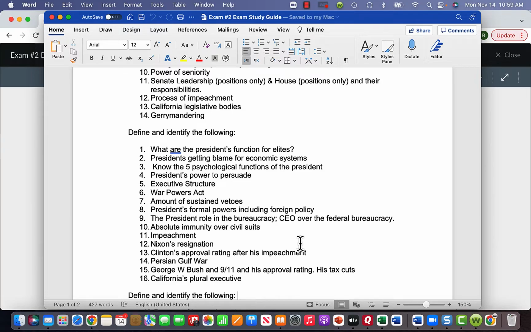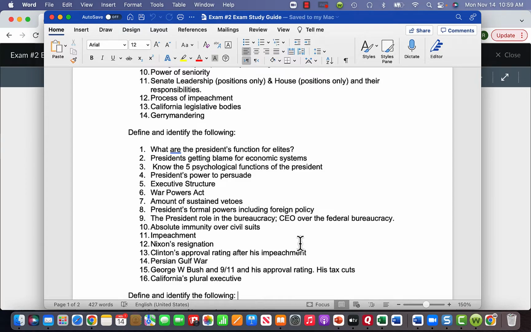What the president's role is as far as bringing calm to people and explaining things and getting people to buy into their agenda and all that. Probably one of the most informal powers that the president has that is really important is the power to persuade. Note in the executive branch, the executive structure, that we have the president and the vice president, and then we have a variety of cabinet level positions that help the president and advise the president.